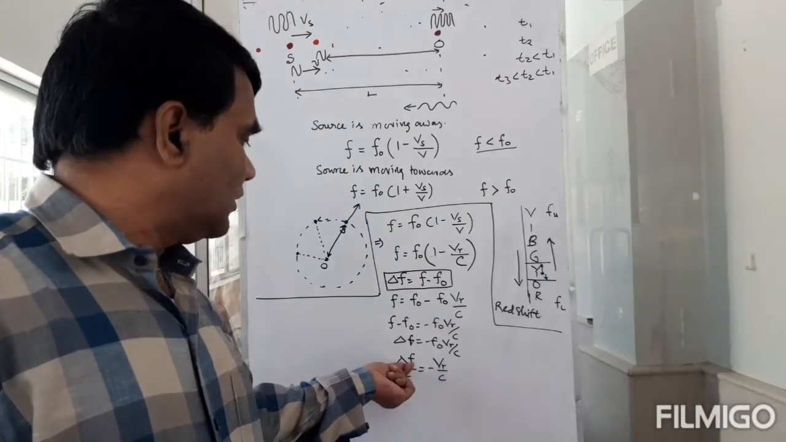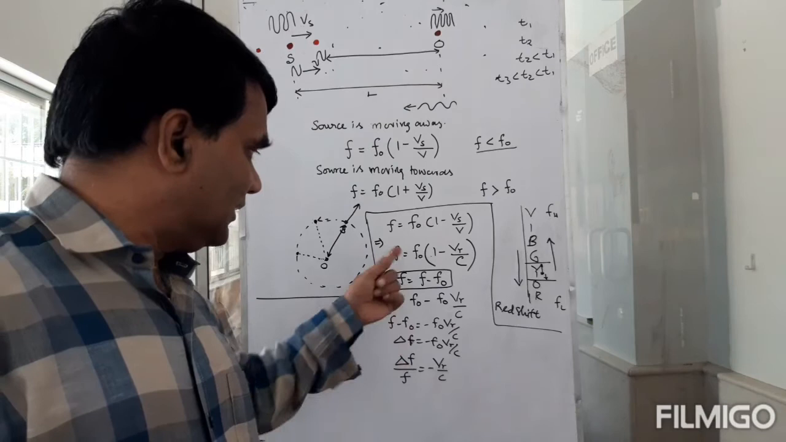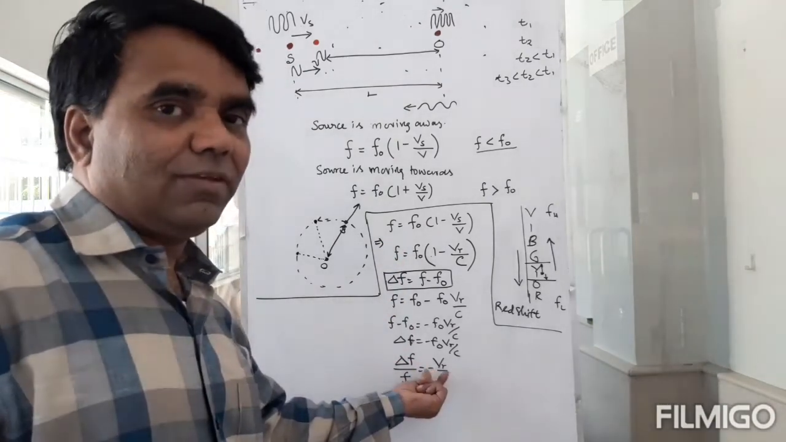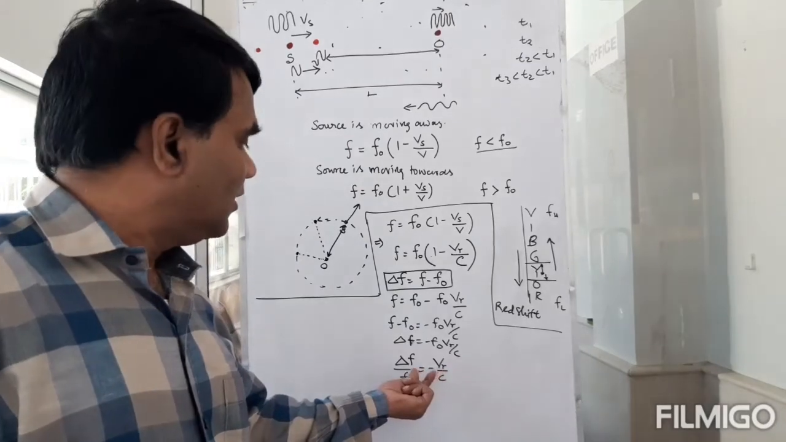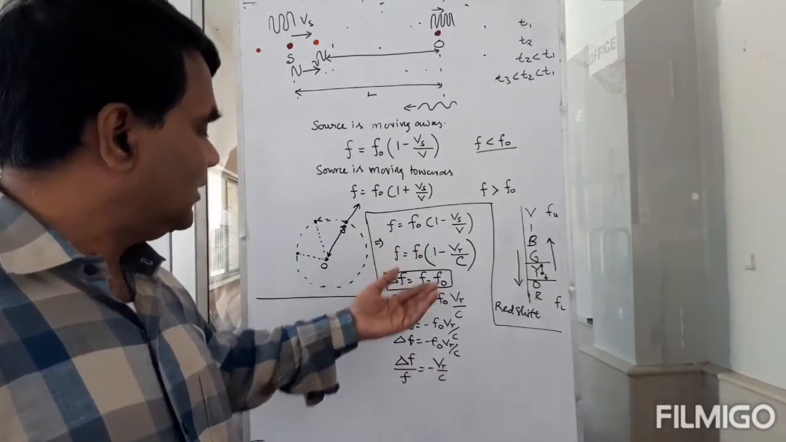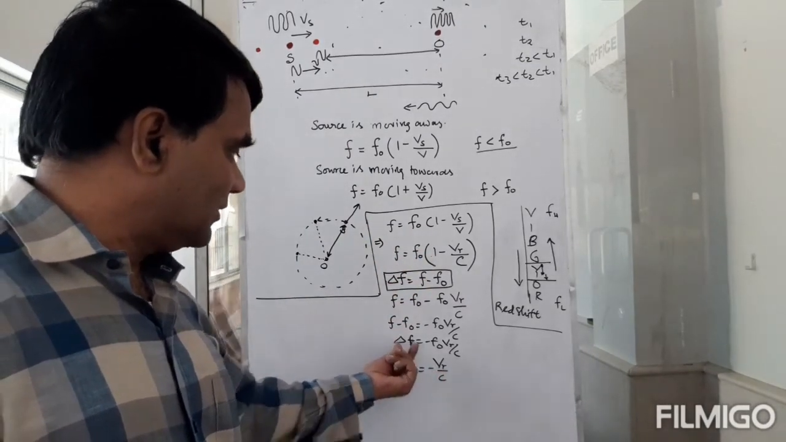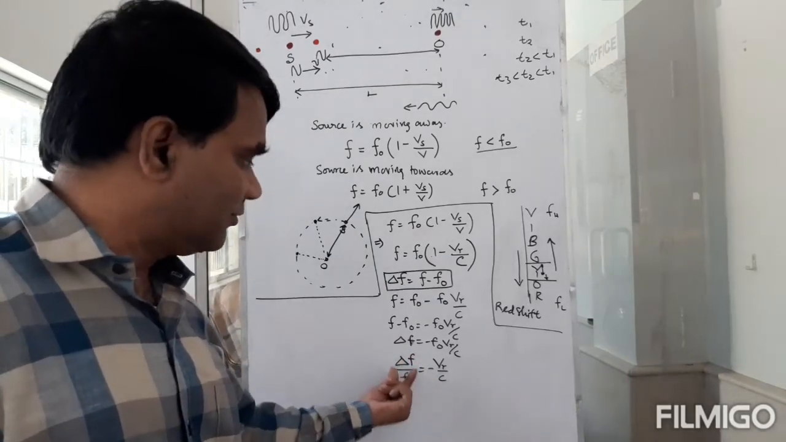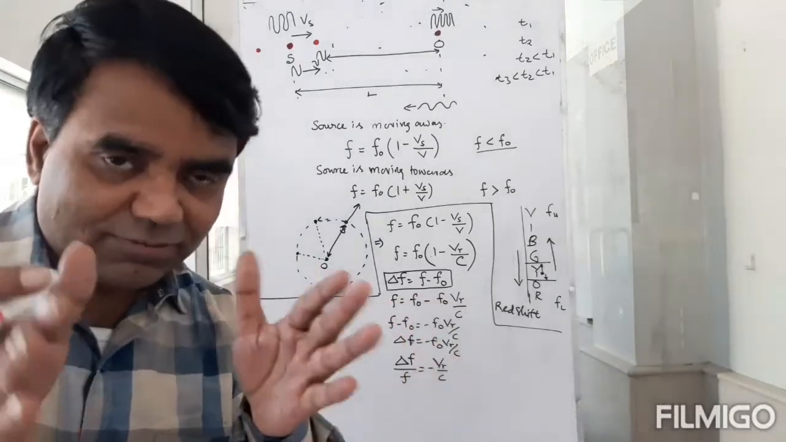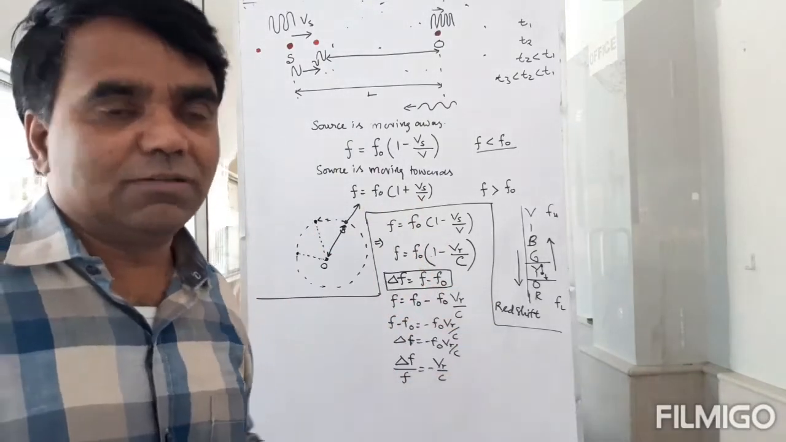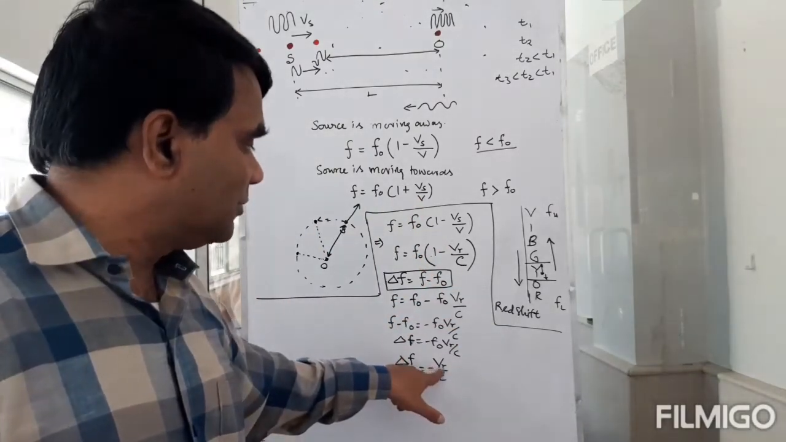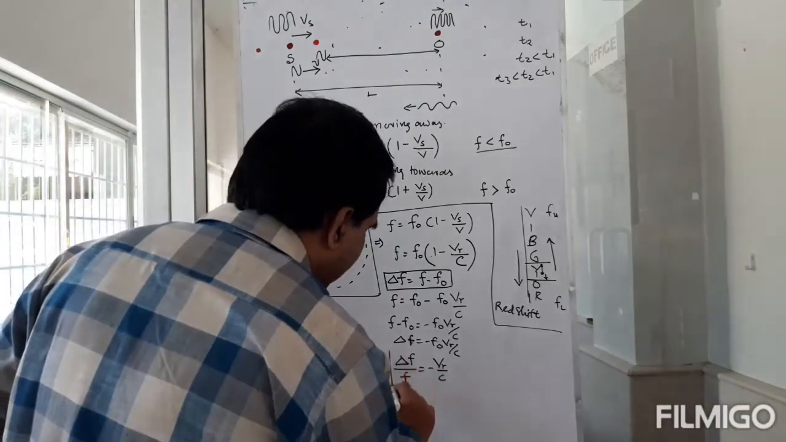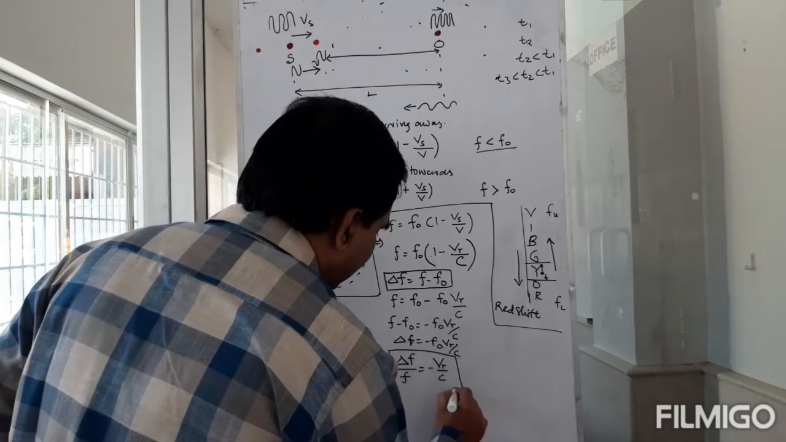So because in this case delta f is a negative number, you get this negative. Okay. And finally delta f by f, this negative and this negative will cancel, and delta f by f is what you will get, you know, the absolute number. It's going to be equal to V_R by C. So this is a very important expression for the Doppler effect.